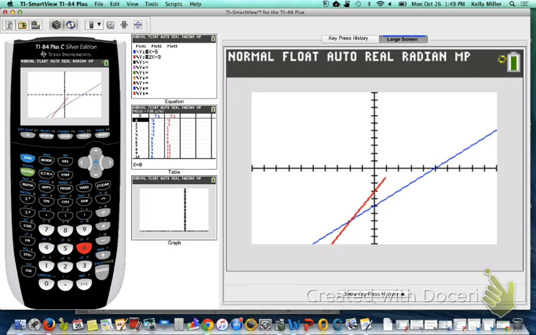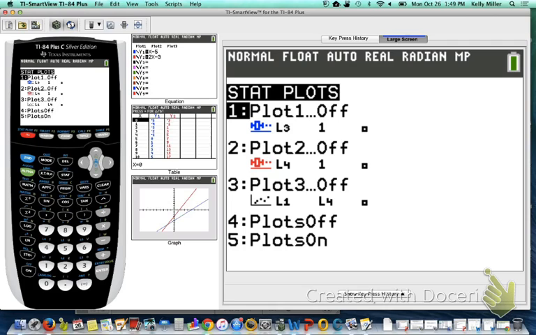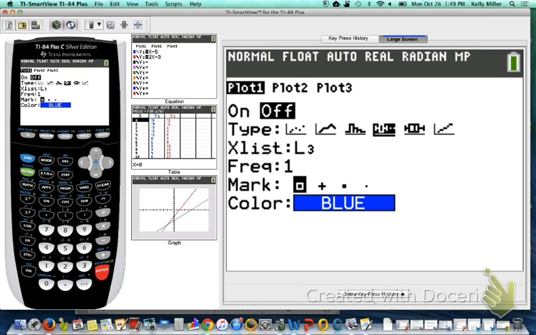Mine said invalid dim. Did you do a zoom 6? Yeah. Go to your y equals and make sure you don't have a plot on. Do you have a plot on? Wait, how do we turn it off? You can just hit enter into it and then highlight the off and hit enter. And then go back to zoom 6.